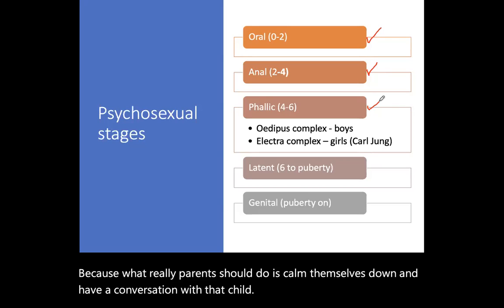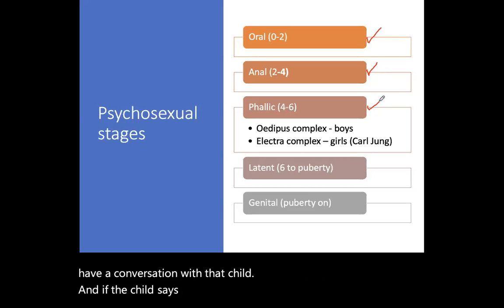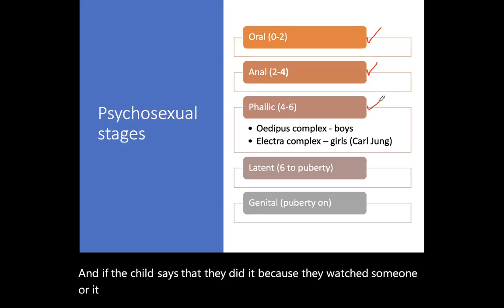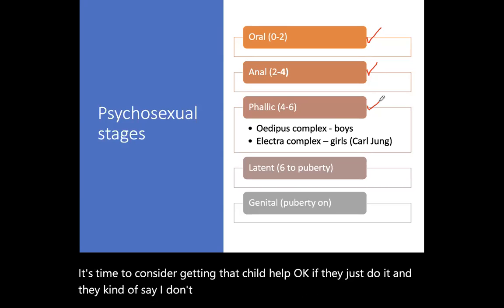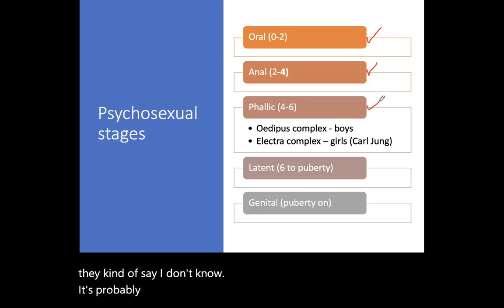And if the child says that they did it because they watched someone, or it was done to them, or they were thinking about someone else, it's time to consider getting that child help. Okay. If they just do it and kind of say, "I don't know," it's probably because that area of the body has a lot of nerve cells and it feels good.